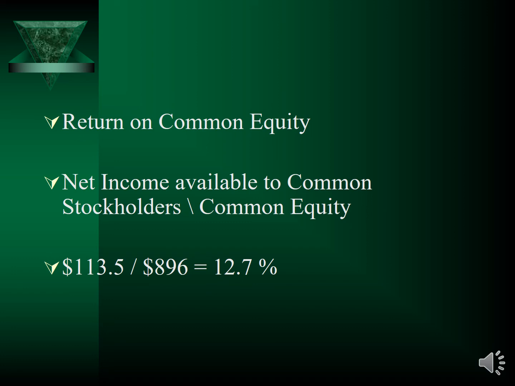And now we compare the net income with common equity. So the answer is 12.7%. So that is the return on the money that is invested by stockholders in the company. So the stockholders are earning 12.7% on their investment.